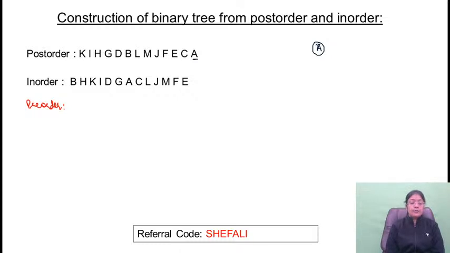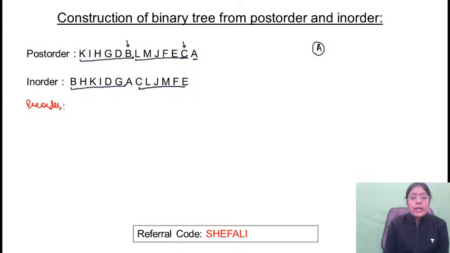Quickly return the answer. A is the root. On the left of A, we have 3 elements, and 6 elements are the elements of the right subtree. Among these elements, C is coming at the end. Among these elements, B is coming at the end. So for A, left subtree elements and right subtree elements are available, B and C.